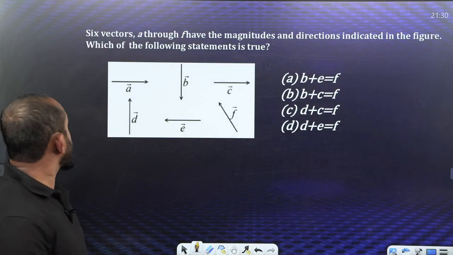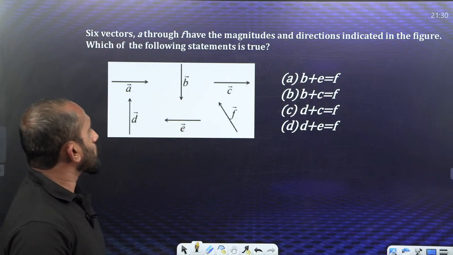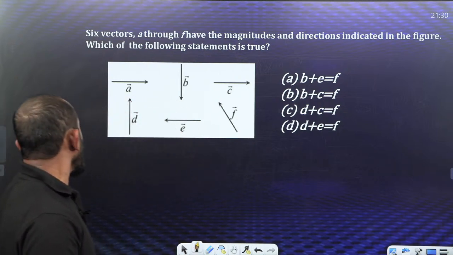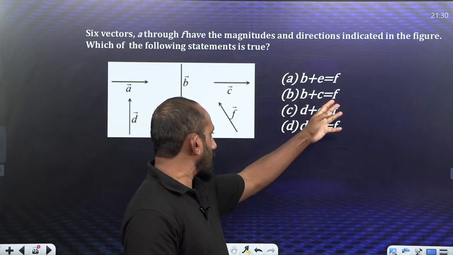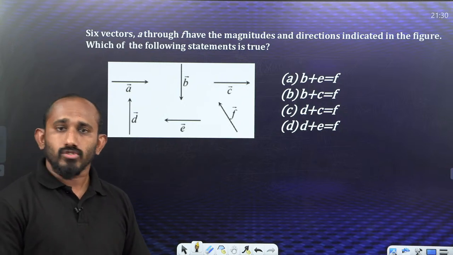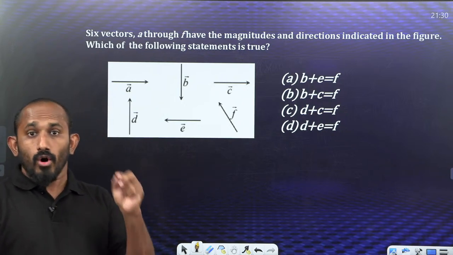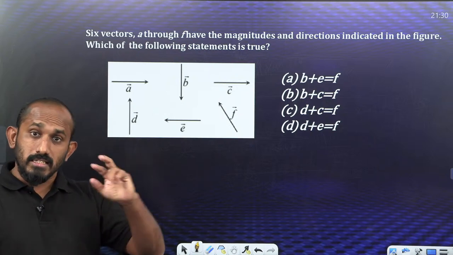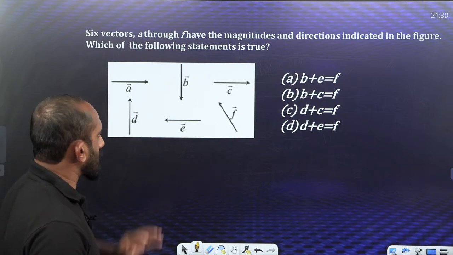Six vectors A through F are given, with magnitudes and directions indicated in the figure. Which of the following statements is true? B plus E is equal to F, B plus C is F, D plus C is F, D plus E is equal to F. So use the triangular law of vector addition: two vectors are kept in order as the sides of a triangle, then the third side in reverse order gives the resultant. So here check all the options.